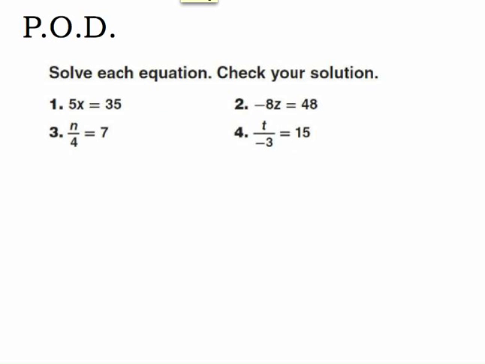Your problem of the day presents you with 4 problems to be done tomorrow, and for you to be ready to put on the board first thing in class. So have a good night, and I'll see you tomorrow.